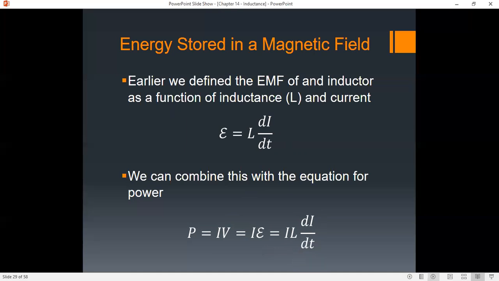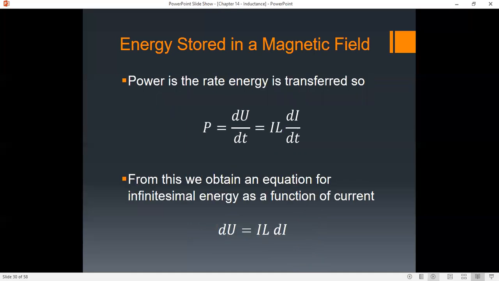All right, where does this get us? Where are we going with this? The power that is being transferred to the inductor due to this electrical circuit, which is dU/dt, the energy per unit time that we're transferring to that inductor as the magnetic field builds up, is equal to the current going through the inductor times the inductance times the rate at which the current builds.